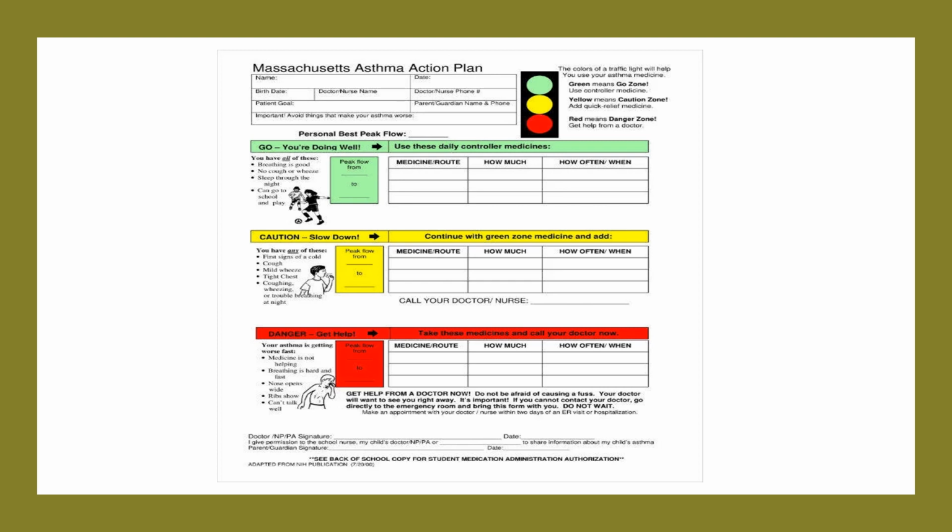But as an asthma educator, it's very important that you sit down with your patient and you go through this step by step so it's clearly defined, and then you can write in the appropriate information on their medicines, how frequently and how often.